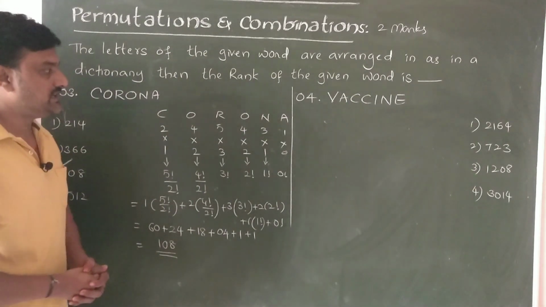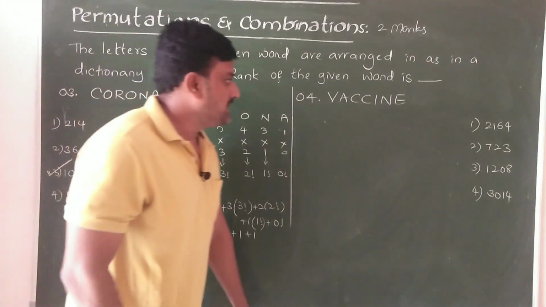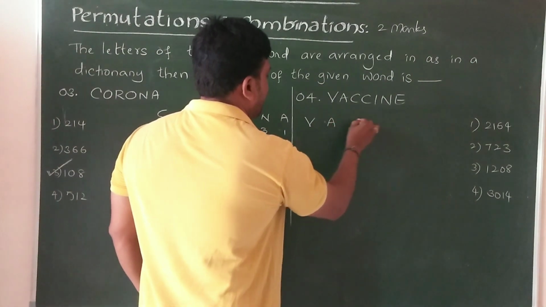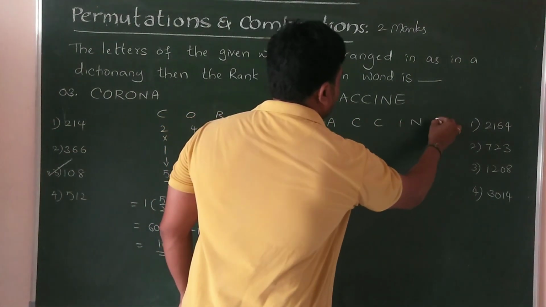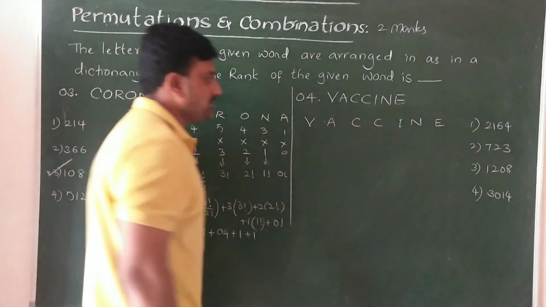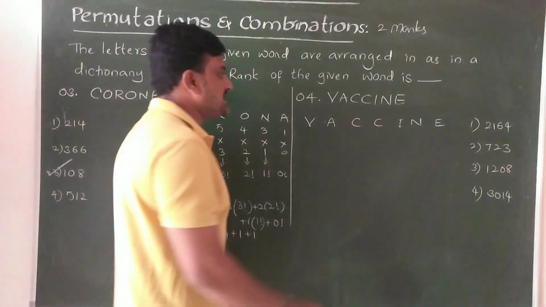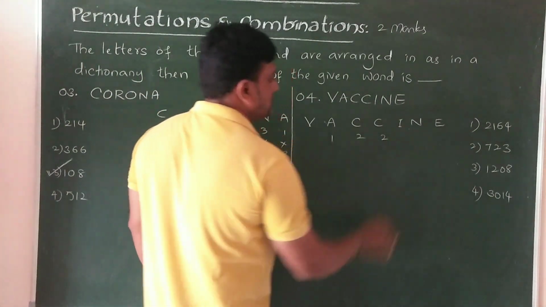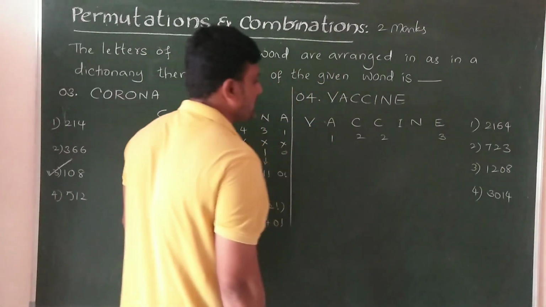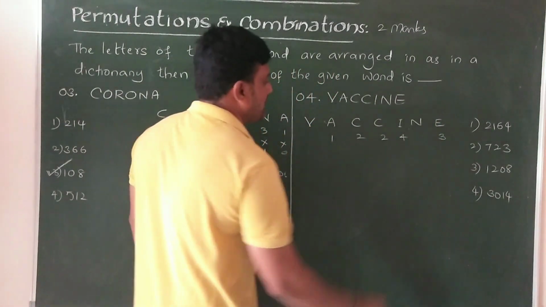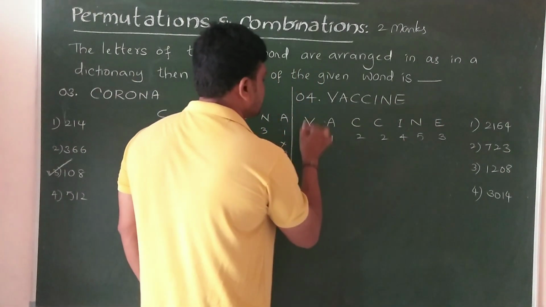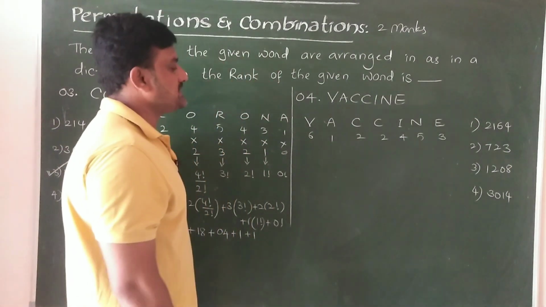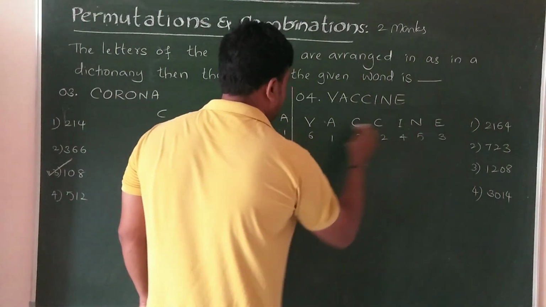I hope you can understand, and also see one more. Okay. Now observe here, VACCINE. Now in the dictionary order, first one 1. Now next 2 and 3 and 4, next 5 and 6. Now it is in the dictionary order, the places: first place, second, third, fourth, fifth, sixth.